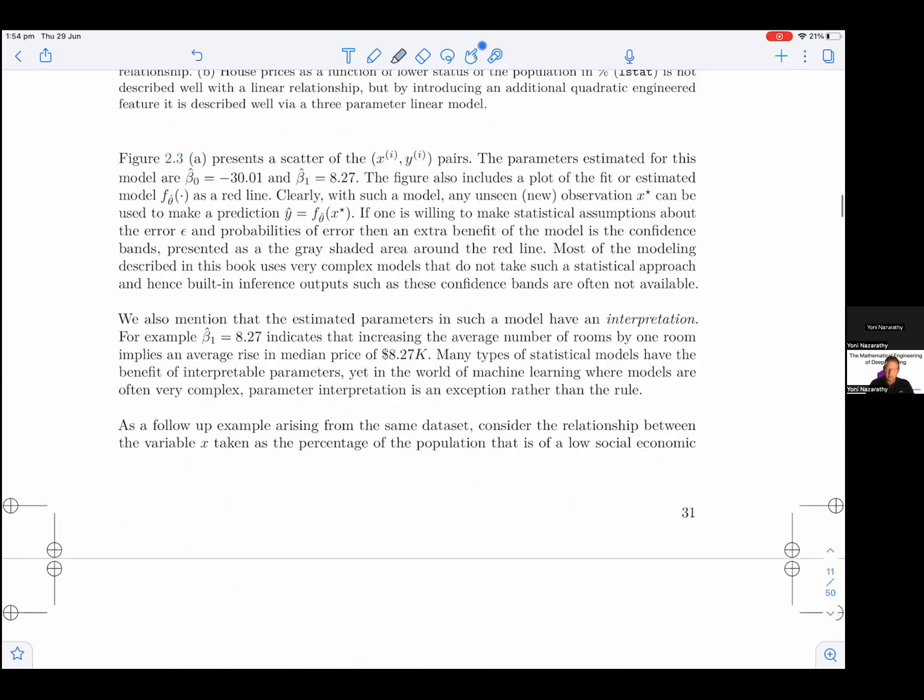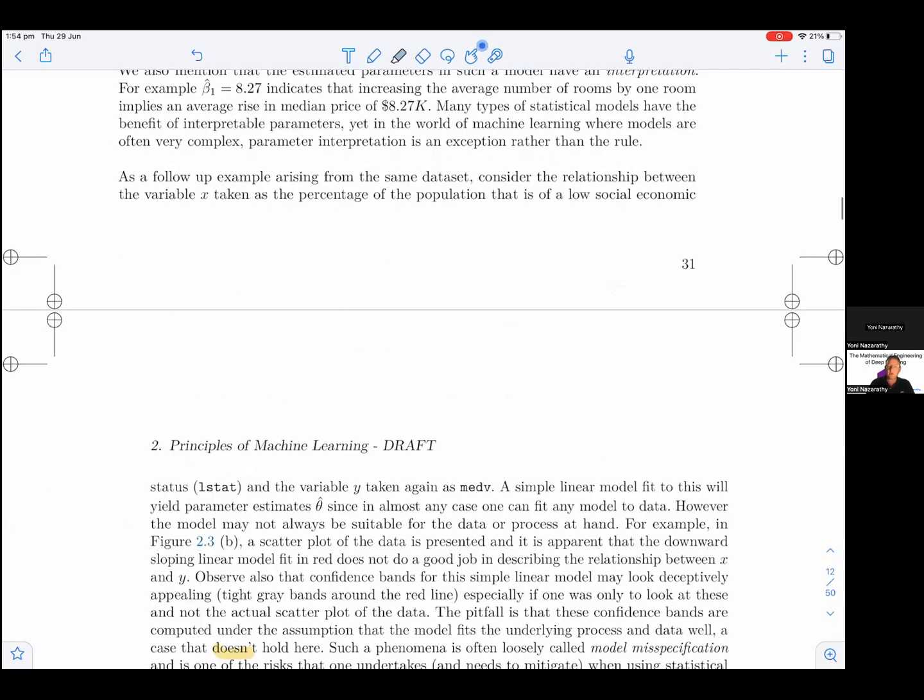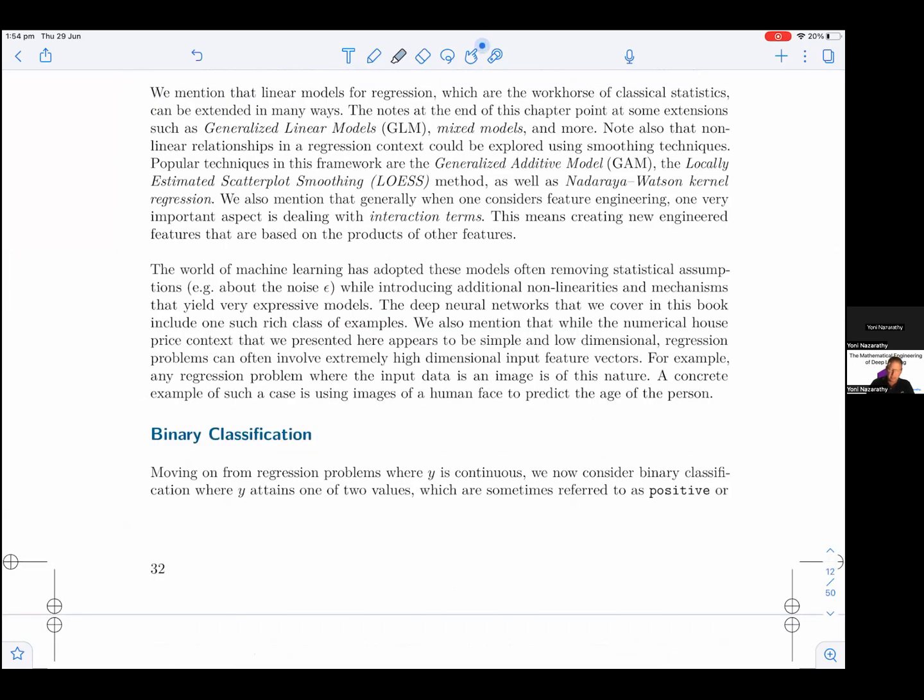We mentioned that linear models for regression, which are the workhorse of classical statistics, can be extended in many ways. The notes at the end of this chapter point at some extensions, such as generalized linear models, that's GLM, mixed models, and more. Note also that nonlinear relationships in a regression context can be explored using smoothing techniques. Popular techniques in this framework are the generalized additive model, GAM, the locally estimated scatterplot smoothing, LOESS method, as well as Nadaraya-Watson kernel regression.